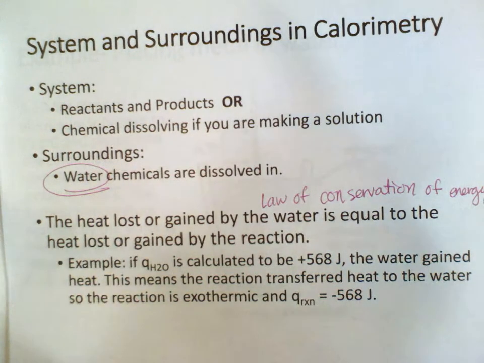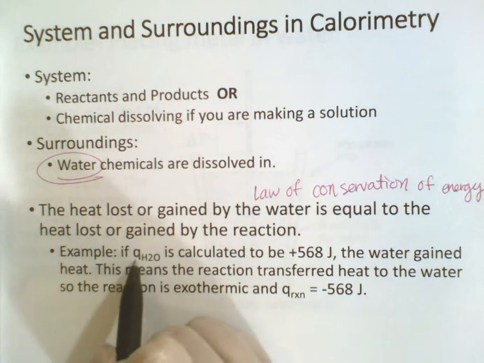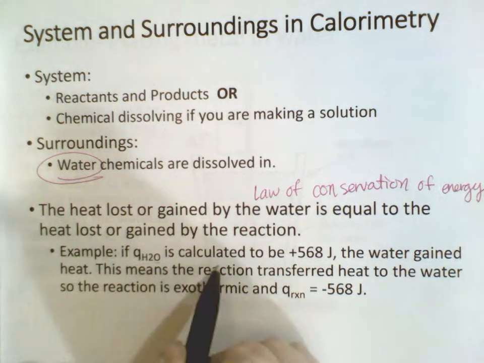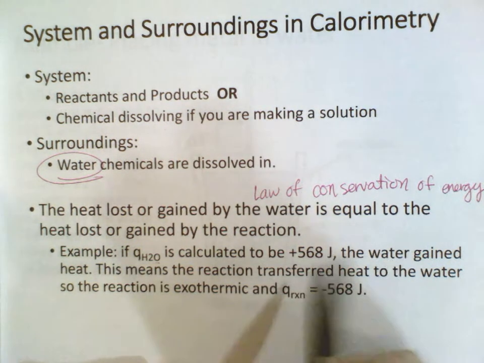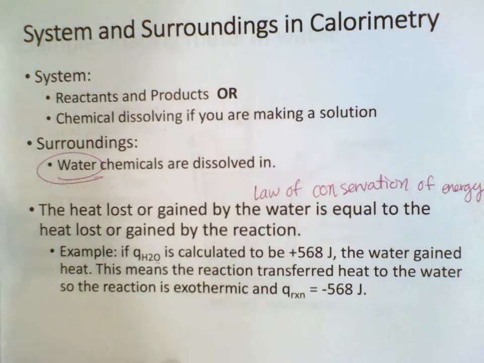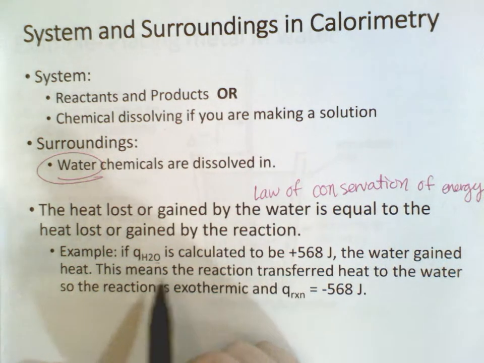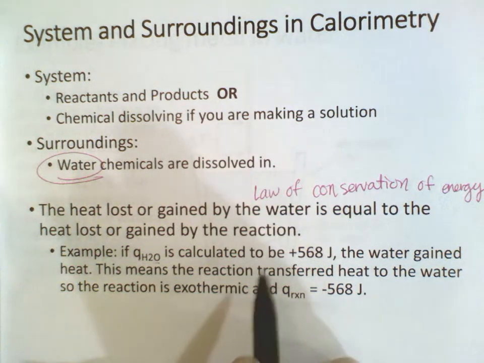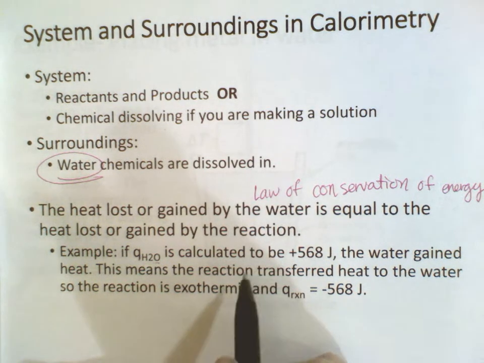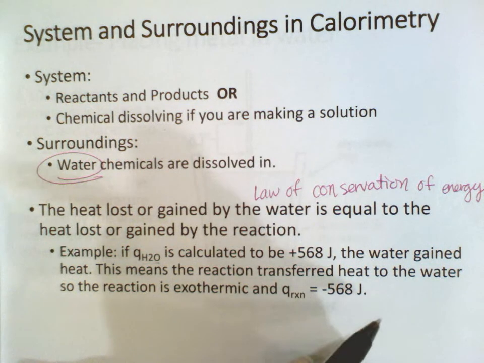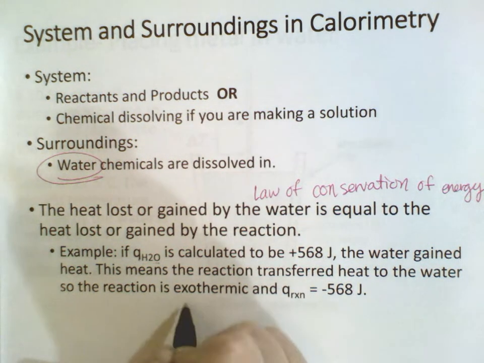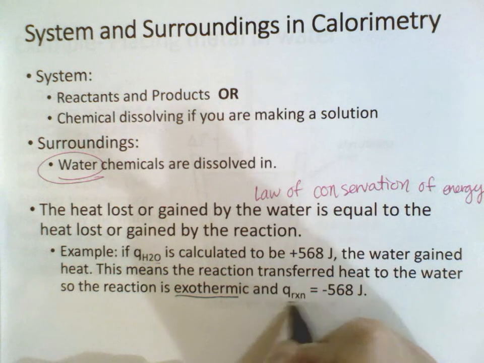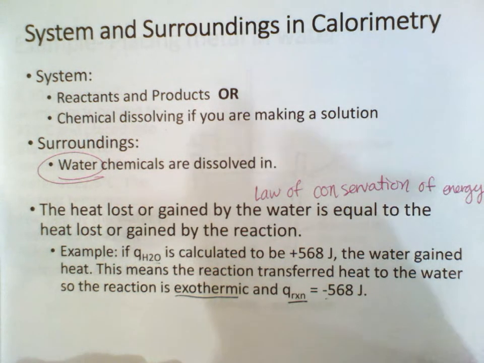So what does this mean in terms of values? If we're able to find the Q, or the heat of our water, and it's calculated to be something like positive 568 joules, let's just say, then the water gained heat because it's positive. This means the reaction transferred heat to the water. The reaction, or whatever the chemical or situation was that was giving away the heat, transferred it to the water. So our reaction or situation is exothermic, and Q of our chemical reaction would be negative 568 joules.